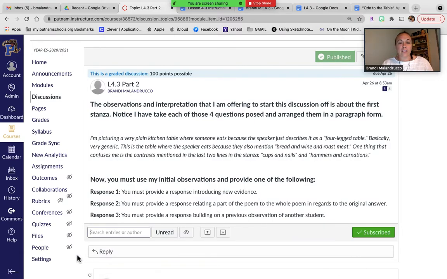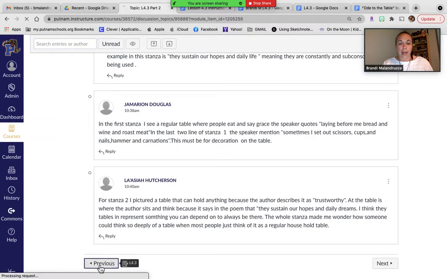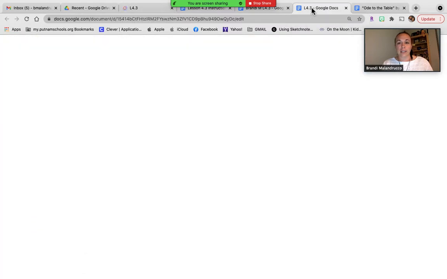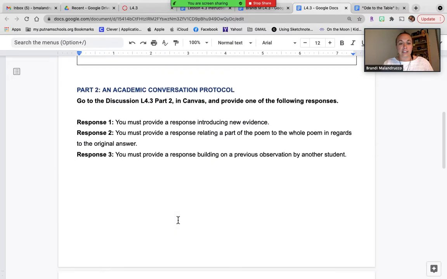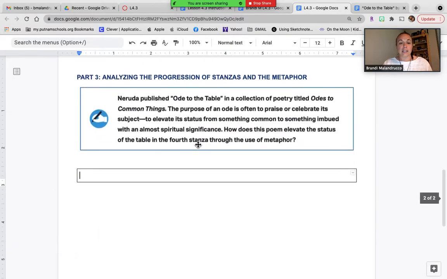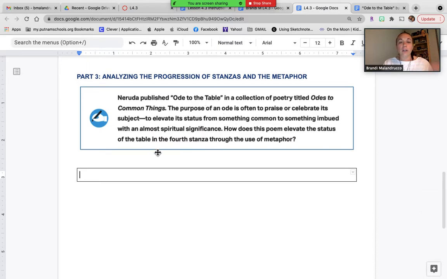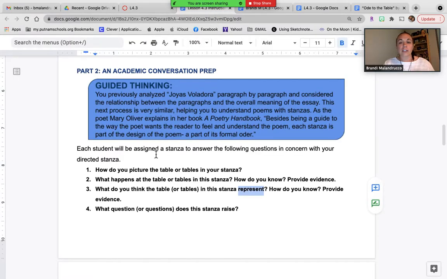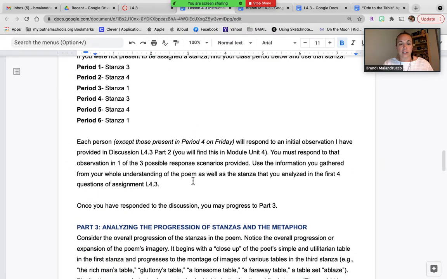Now, again, when you're finished with that, you want to go back to your 4.3, and notice that it does tell you to go into Canvas and do this, and then you want to come back here. Before you start writing this, I implore you, go back to the instructions first. Go back to the instructions.